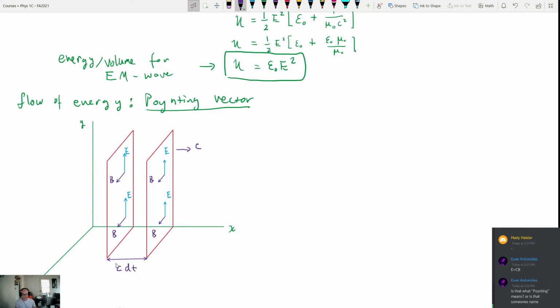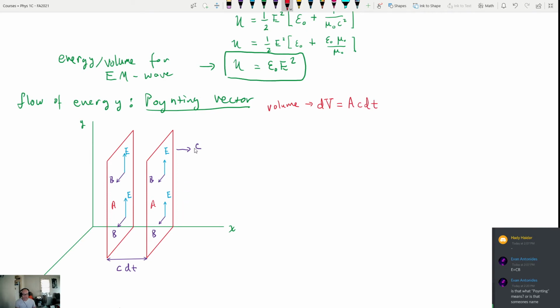And we're also going to need some area, right? So let's say that the area of our wavefront that we're looking at is A. Okay, so this is A, and this has area A. So we can then say that the volume between these fronts, we're going to call that dV, is going to be equal to the area A multiplied by c dt.